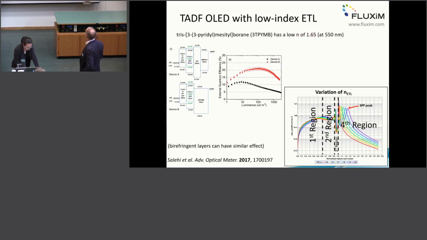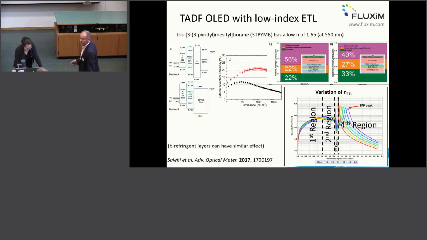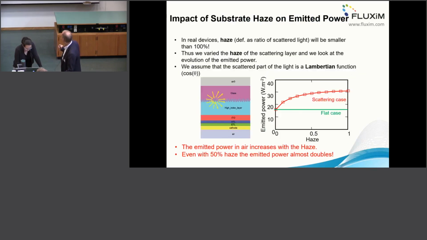It's not somewhat lower, 1.65 rather than 1.75 or 1.8, and they could show by the simulation that the power dissipated by the evanescent coupling into surface plasmons is much reduced as you decrease the refractive index of the ETL from 2 down to 1.5. You can suppress the evanescent mode, and that was the reason why they got a much enhanced outcoupling or EQE efficiency of their OLED by introducing the low index ETL. So they did a similar mode analysis.